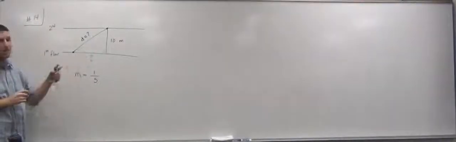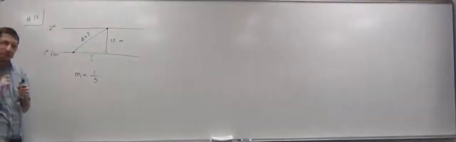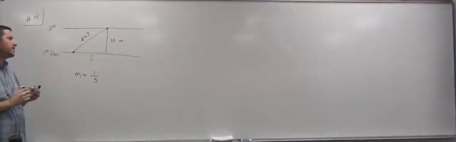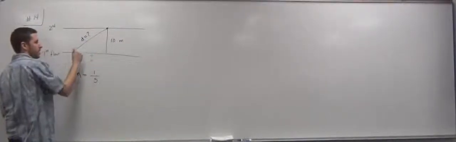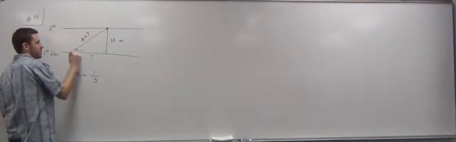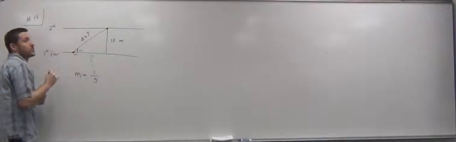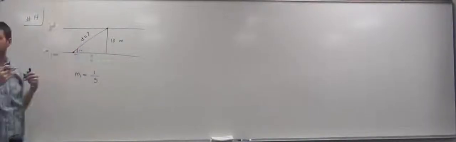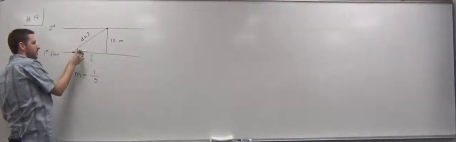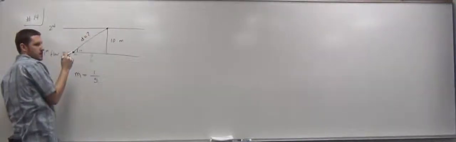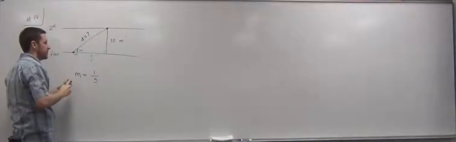So what's this distance here? 5. Not quite. It would be 5 if I went 1 meter up, right? If I just go 1 meter up, then it would be 5 meters this way. It's going to be 50, because you go 10 meters up. So if you go 10 meters up, then that means you have to go 5 ten times. So this entire distance here will be 50 meters.